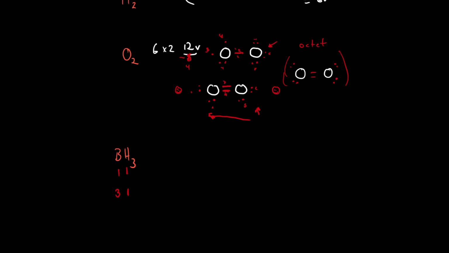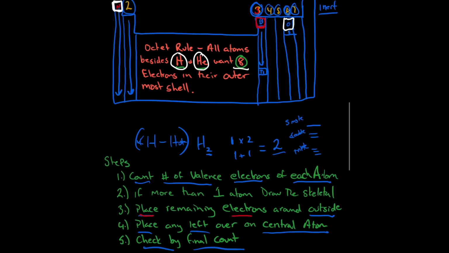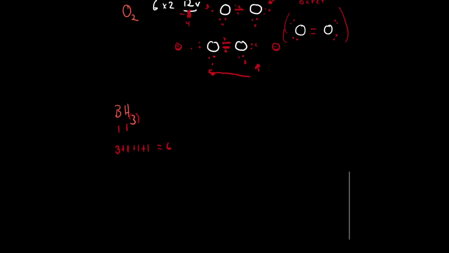Okay, so I've got 3 thus far plus, I only have 1 boron, but I've got 3 hydrogen. So that's going to give me 3 plus 1 plus 1 plus 1. And that's going to give me what? 6 valence electrons. This is going to be pretty tough to figure out for BH3, because now that we have BH3, let me make sure that's BH3. Yep, BH3. Now that we have that, we only have 6 valence electrons, 3 atoms.